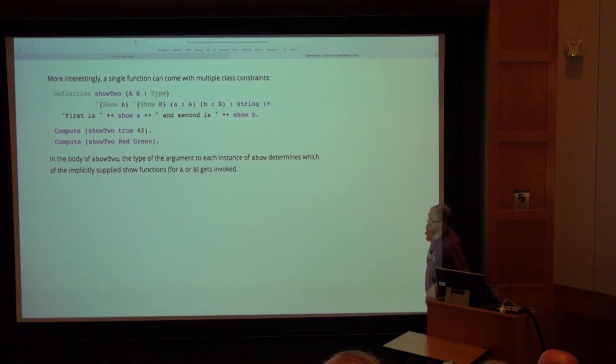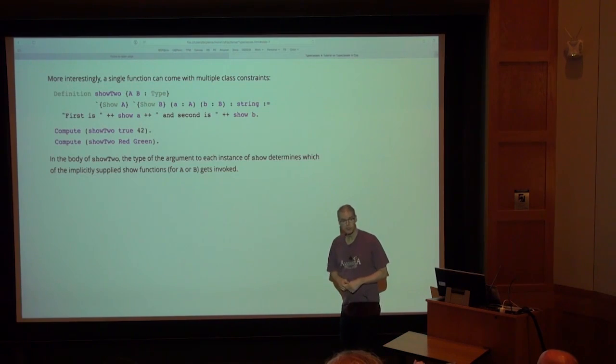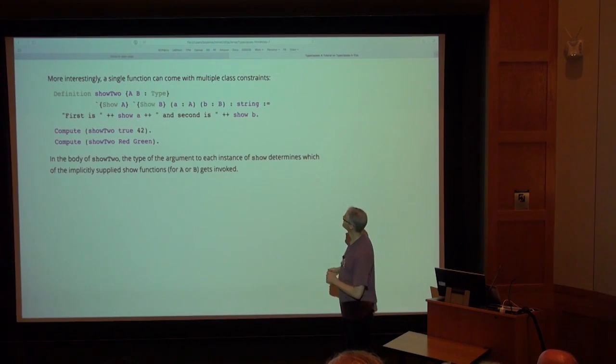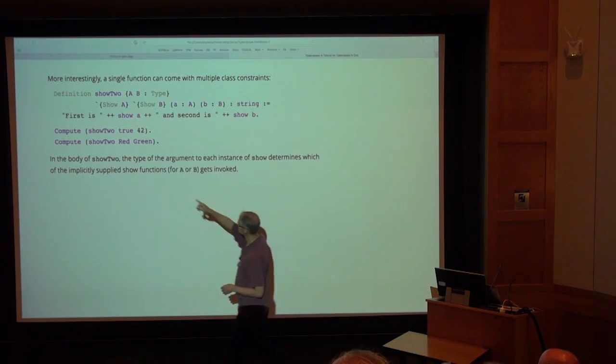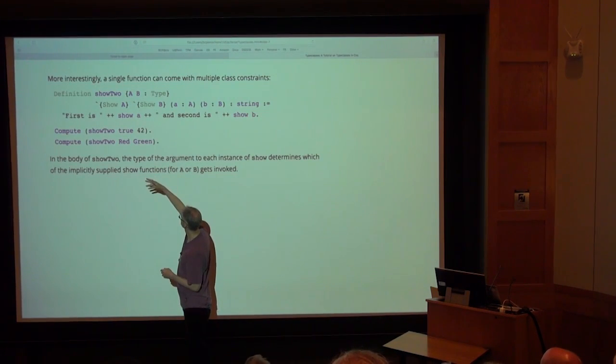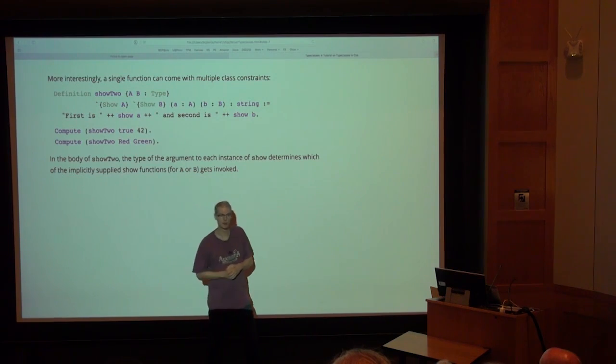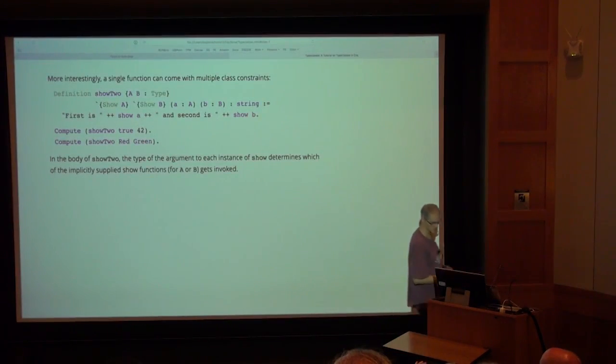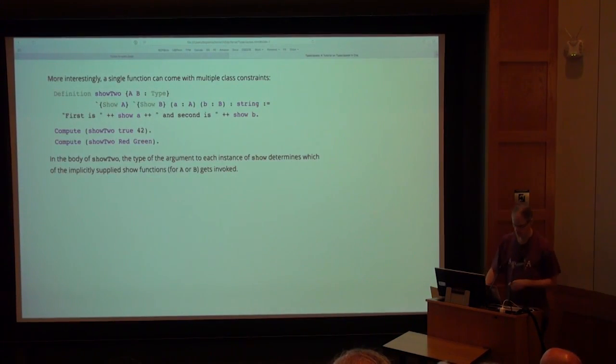Okay, we can write functions that have multiple type class constraints. So here is a function show2 that takes types A and B, both of which are instances of show. And now we can apply show2 to pairs of colors or pairs of different things. As long as those different things both have show instances, everything will work.